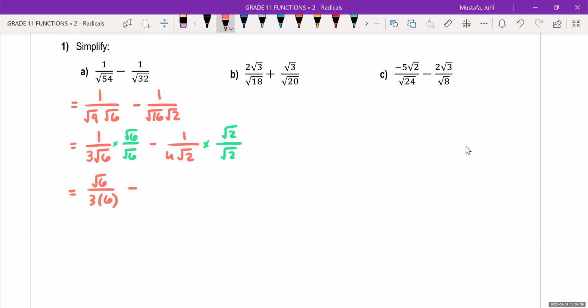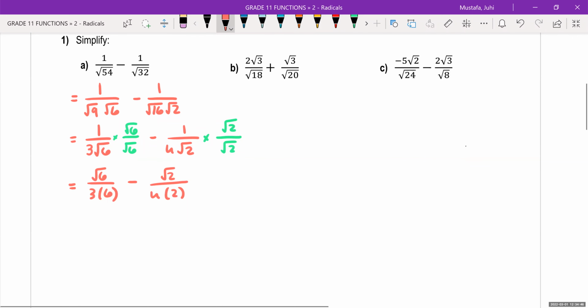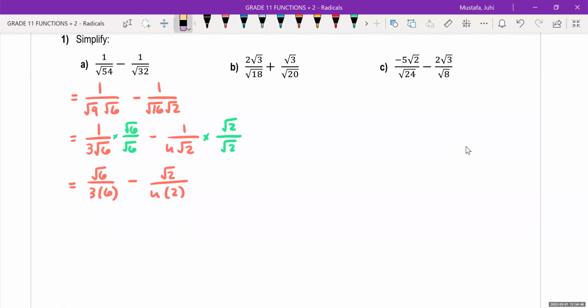For the second fraction, 1 times root 2 is root 2. And then again, we have a 4, and then root 2 times root 2 is just going to become whole number 2. Now, just so I can save some steps, I'm going to erase this and change it to an 18. You can just rewrite it again, and I'm going to change this to an 8.